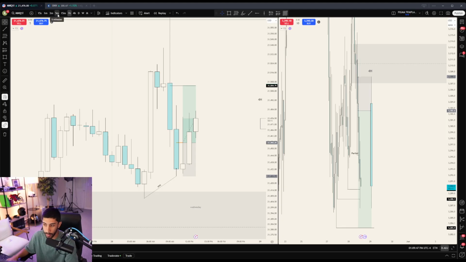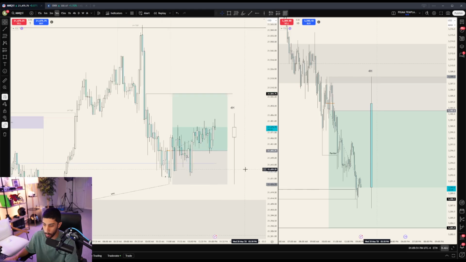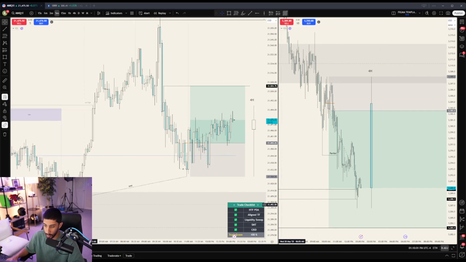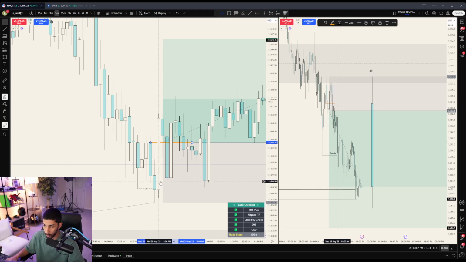Obviously the aligned time frame for the 1 hour is going to be the 5-minute. So on the 5-minute, we're waiting for this right here. I'm going to put up the checklist. We're waiting for a liquidity sweep, SMT, and change in state of delivery. Now, we had SMT with ES down here at these lows. We have a liquidity sweep right here. And then the change in state of delivery is going to be this orange level right here.